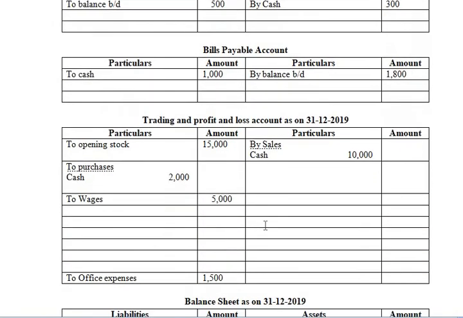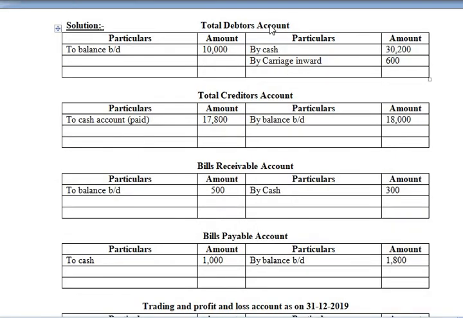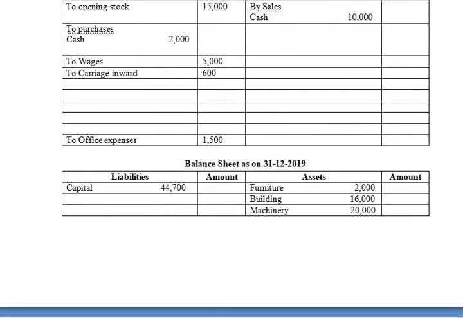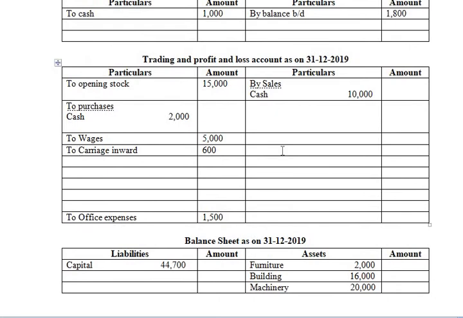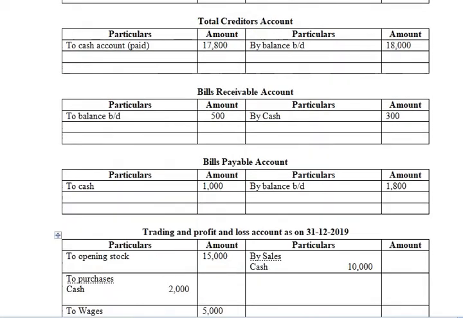It goes to profit and loss account, sorry, trading account, to carriage inward, and then 600 rupees. All right, next, after carriage inward, I'm just sorry here, we have not, yes, carriage inward directly comes to trading account, not in case of debtors account. So we'll just cancel that particular entry and directly take it to the trading account here. Okay, to carriage inward.